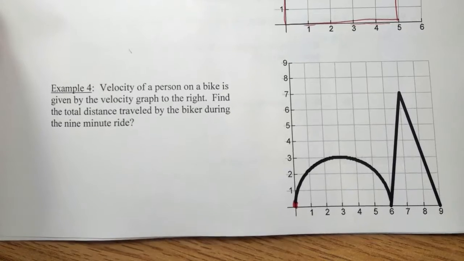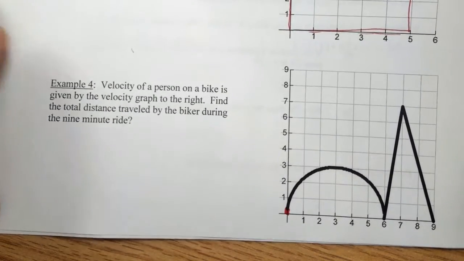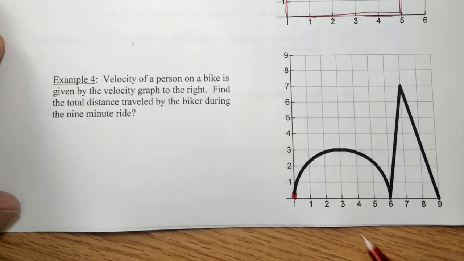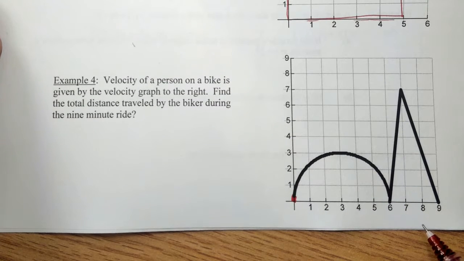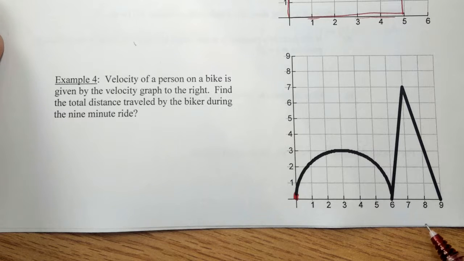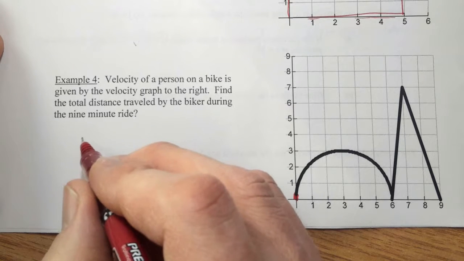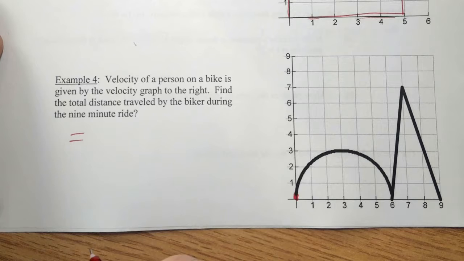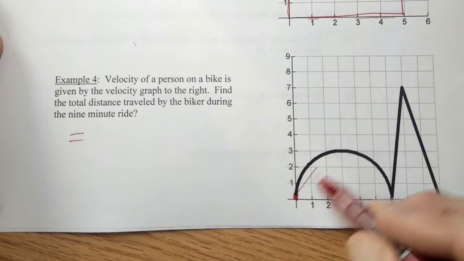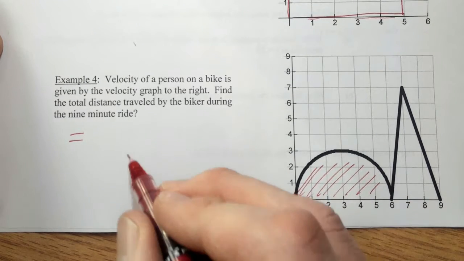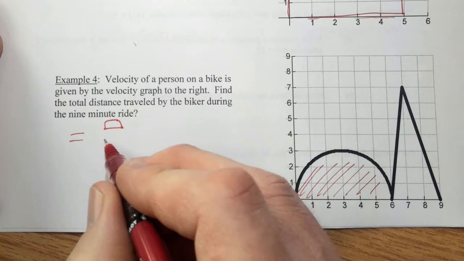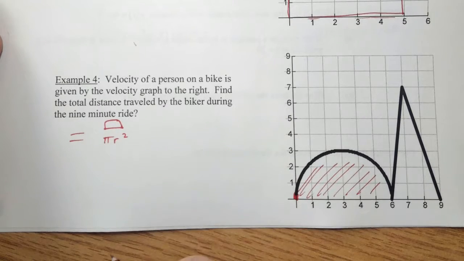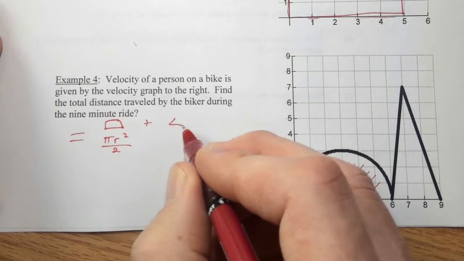So take a moment, pause the video, and we know that the answer is going to be the area of the region under the curve. So see if you can come up with your solution. So we know that the distance traveled is equal to the sum of the two shapes. So the first shape we have is a semicircle. All right, so here we go. There's our little semicircle. And the area of a semicircle, well, the area of a circle is pi r squared, but we want half a circle, so we're going to divide that by 2. Then we have to add to that the triangle.